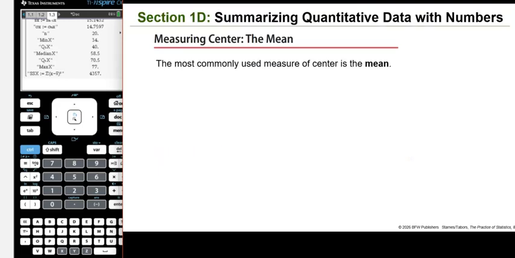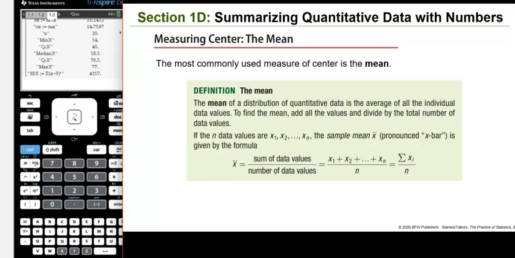So the mean is the average. It's also a measure of center, a different measure of center. You get it by adding up all the terms and dividing by the number of terms. They wrote it really fancy there with X bar, but the thing I definitely want you to know is that when you see X bar, that's the mean. The symbol sigma just means the sum of all the X values. You're adding up the X values and dividing by n, the number of terms.